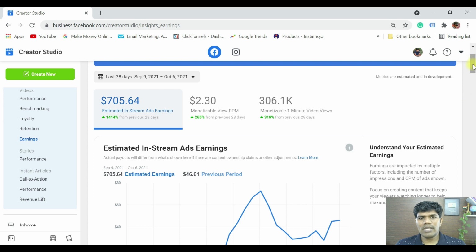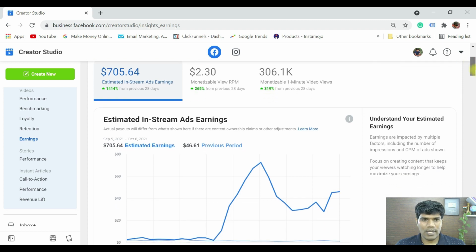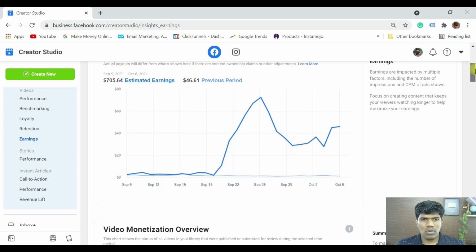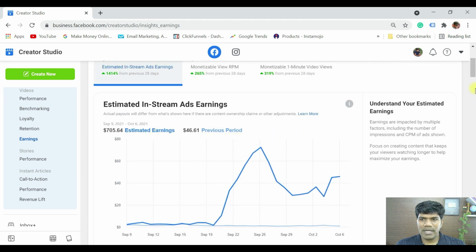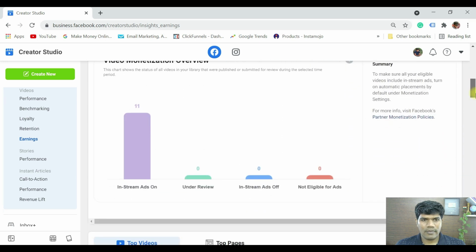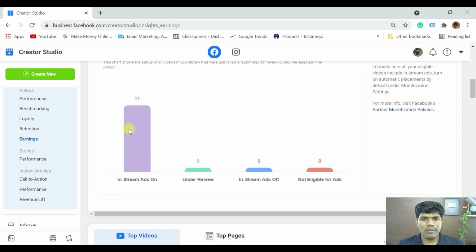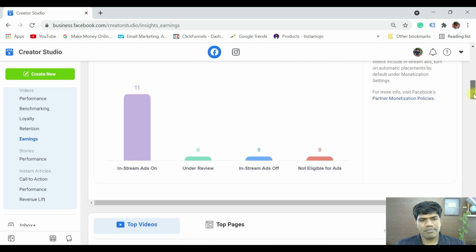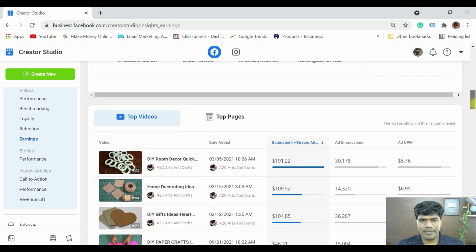Based on the content, it is going to vary for each and every channel, for each and every page as well. Okay, so monetizable 1 minute video views. There have been around 306,000 video views. Okay, so earnings compared to previous period. In total, 11 videos have been monetized in the last 28 days.